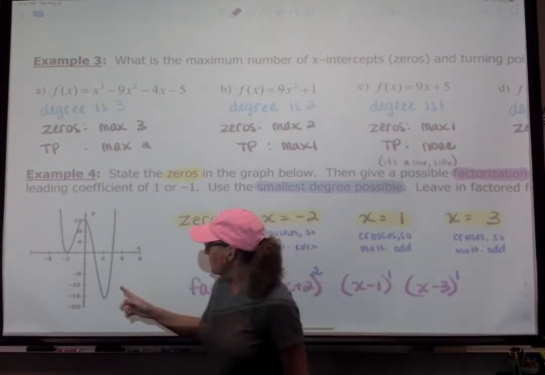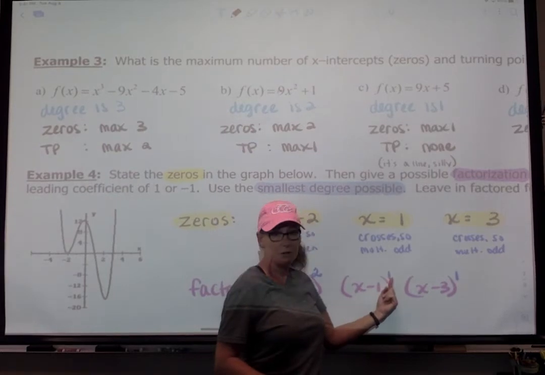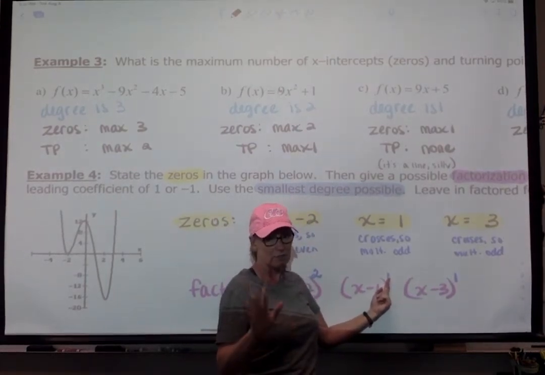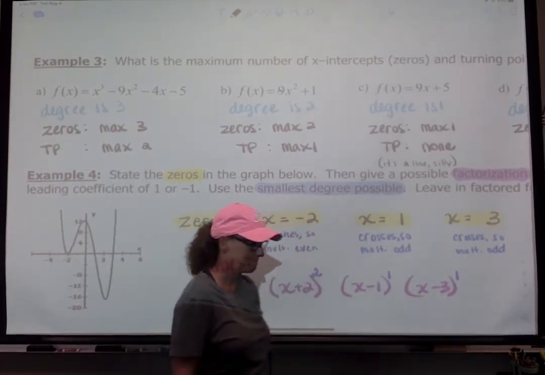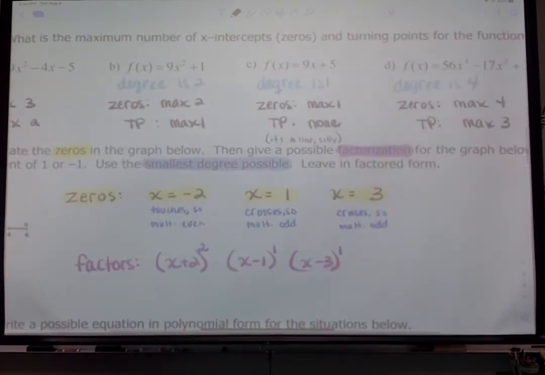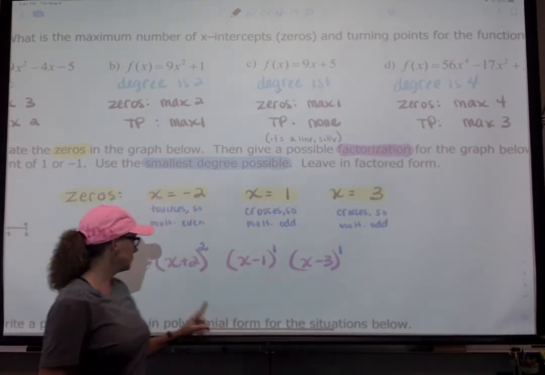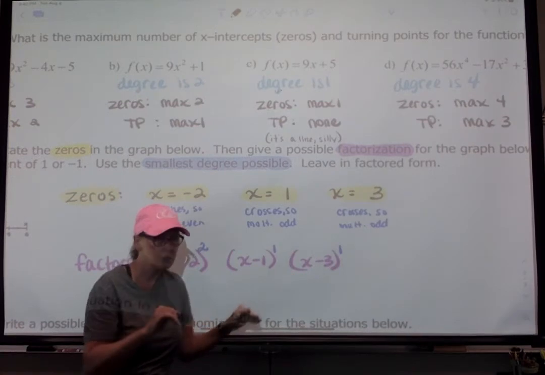At 1, the graph crosses. So my exponent, my multiplicity could be 1 or 3 or 5. Use the lowest one, we'll go with 1. And the same thinking here, 1. Oh, and it said, leave it in factored form. Leave it factored, do not multiply it out. You're welcome.